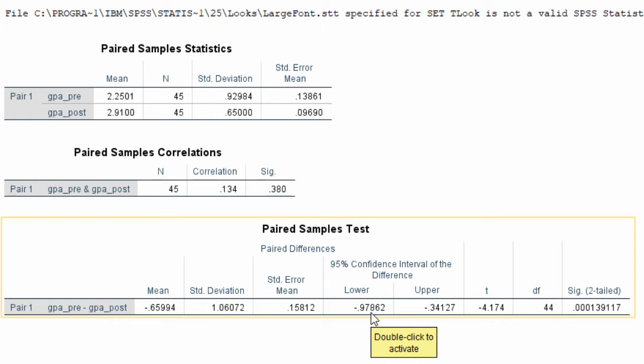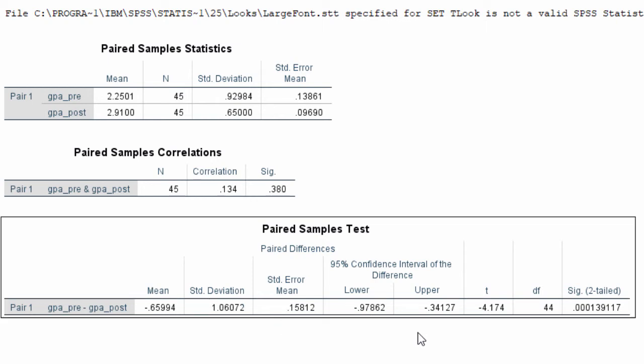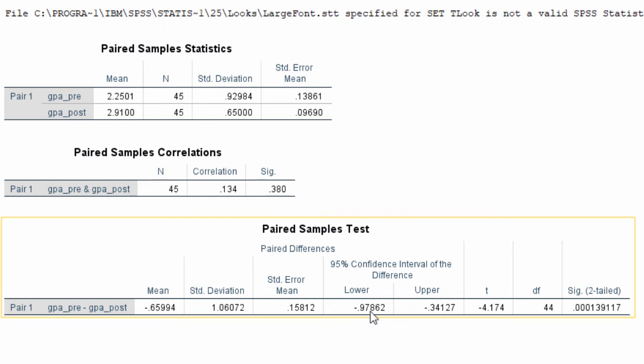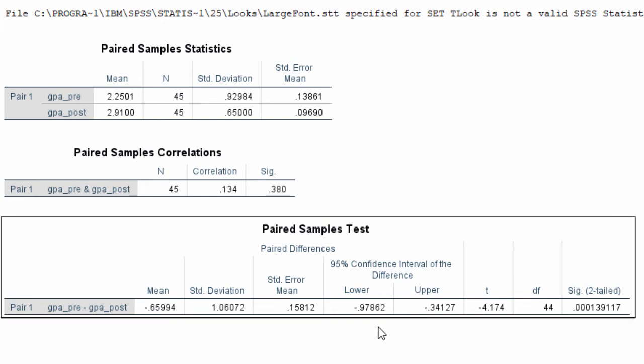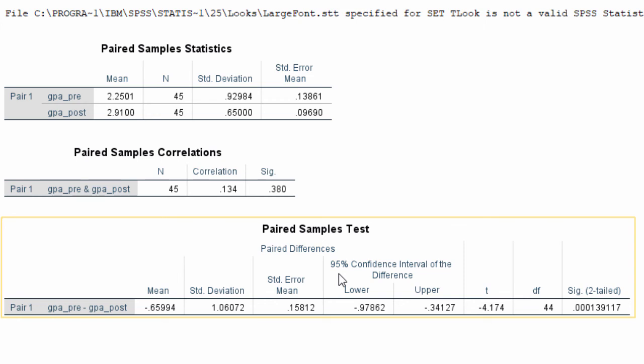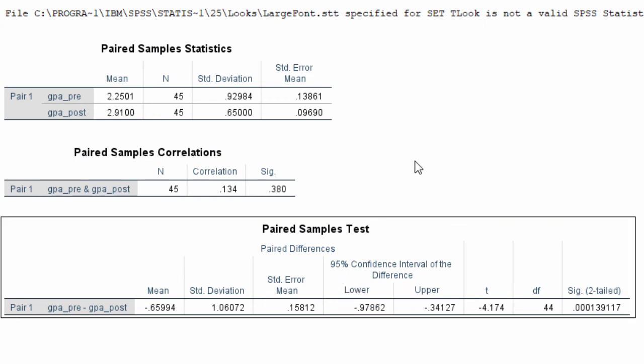And because both these values are negative, it implies that there's a statistically significant difference between the mean difference and 0. So because these two values do not intersect with 0, we can conclude that there's a statistically significant effect, p less than 0.05, because an alpha level of 0.05 corresponds to a 95% confidence interval. So that is how you can conduct a paired sample t-test in SPSS.